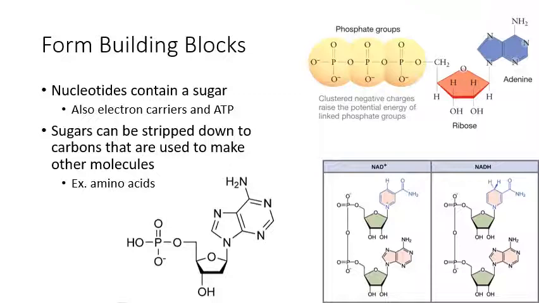You can actually strip a sugar down, get the hydroxyl groups off of it, and just leave yourself with a chain of carbons. Then you can use that chain to build other molecules that have a chain of carbons, which is a lot of them. So for instance, you can build amino acids from sugars. And the cell will do that if it needs to, to make more amino acids and have sugar readily available.